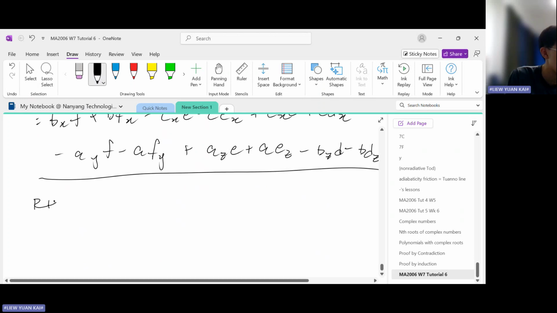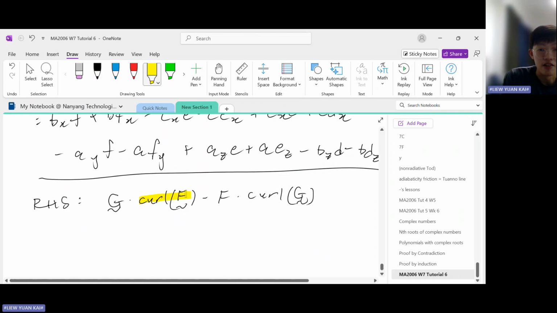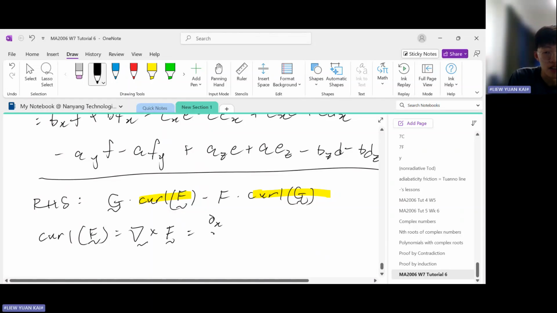Now let us move on to the right-hand side. So the right-hand side states G dot curl of F minus F dot curl of G. So let us find out the curls first. Curl of F, okay, by definition means nabla cross F. Okay, nabla is partial derivatives in each direction. F, we define it to be A, B, C, where A, B, C are functions, okay?